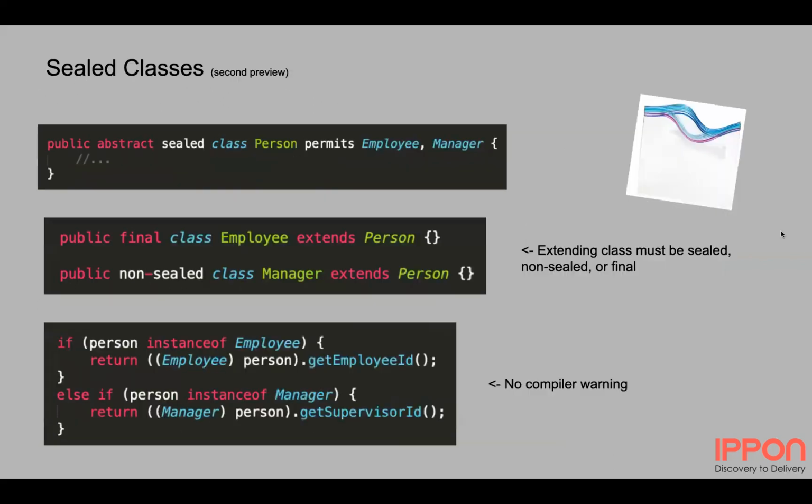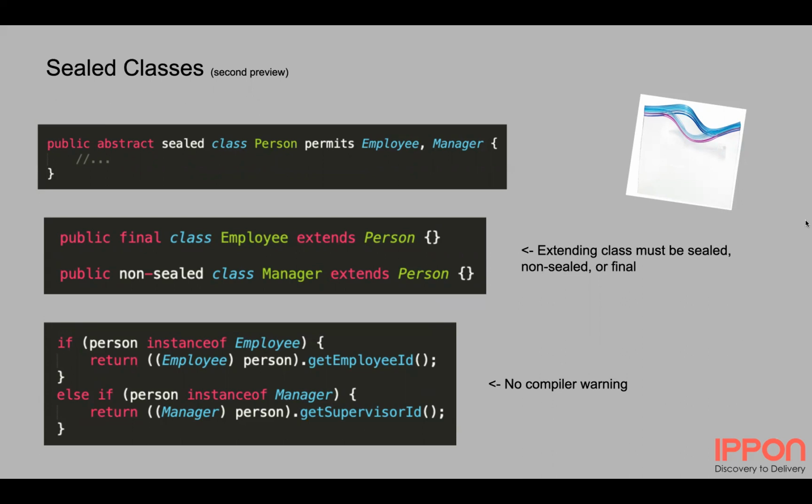So the next one is sealed classes. This is meant to give you more control and be more restrictive with your inheritance. In this example, we have a class Person, and we're calling it a sealed class that permits Employee and Manager to extend from it. So this is telling the compiler that no other objects can extend from Person.